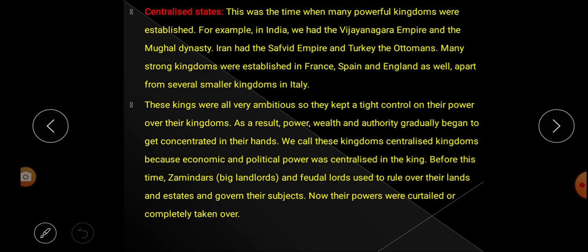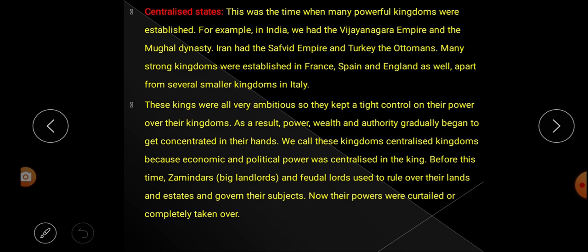Iran had the Safavid Empire and Turkey the Ottomans. Many strong kingdoms were established in France, Spain, and England as well, apart from several smaller kingdoms in Italy.